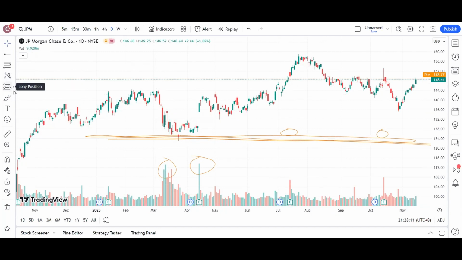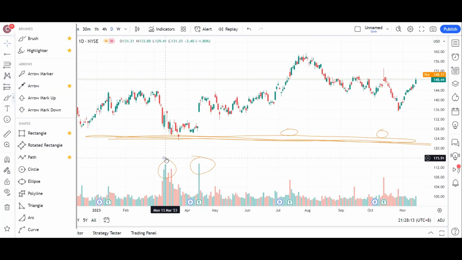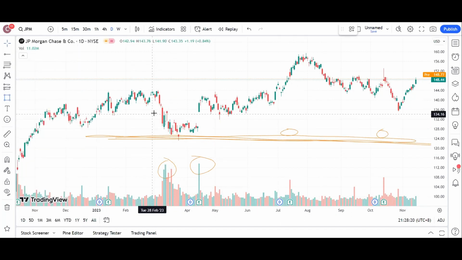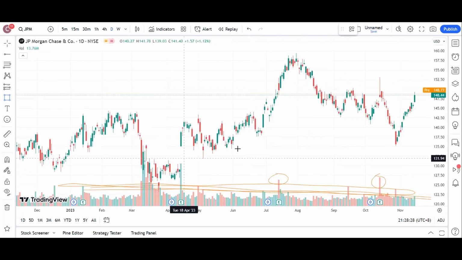That's my understanding. But if you want to know why, you can go and find what happened on 13 March 2023 and 14 April 2023. Probably some FOMC stuff. So with outlier volume, meaning you have volume that is not the norm, it's higher than every other norm.